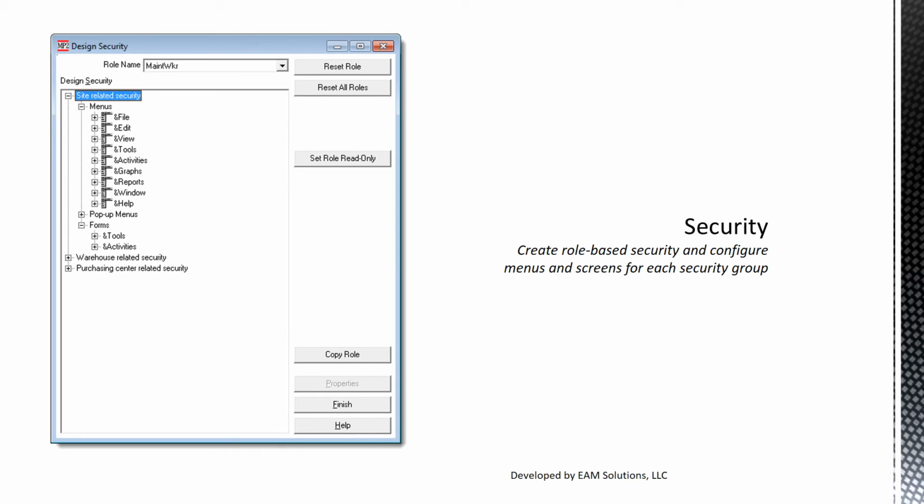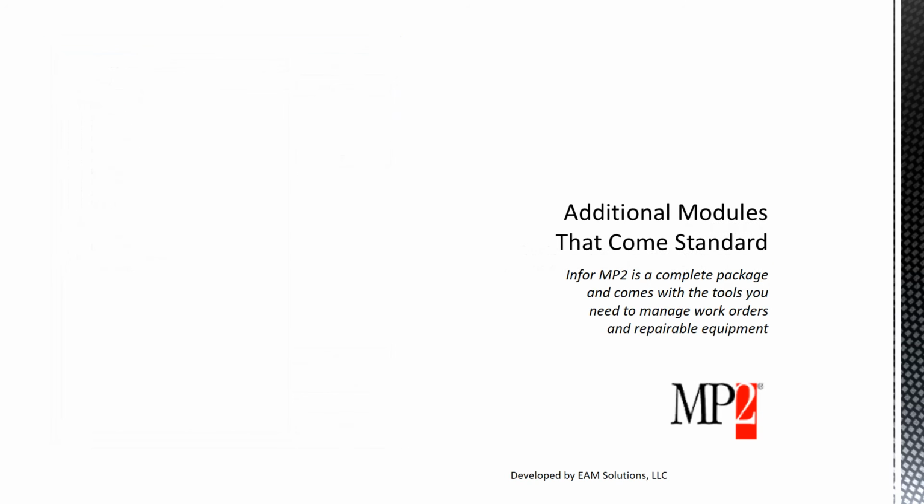Security in MP2 is based on roles or user groups, and you can configure forms and menu access by role. Employees are assigned to a security role as well as to their designated site, warehouse, and purchasing center. The purchasing function has its own special security features that help you control how parts and services are procured and received. So far, all of the modules shown are standard for Infor MP2 and do not have to be purchased separately.